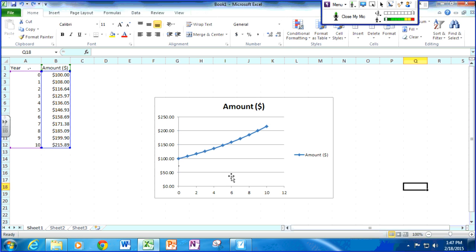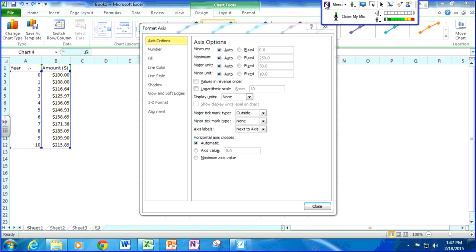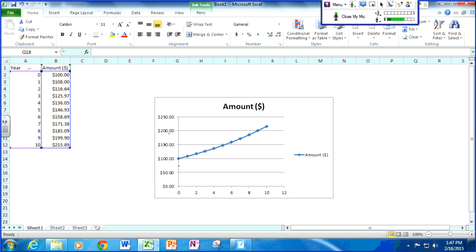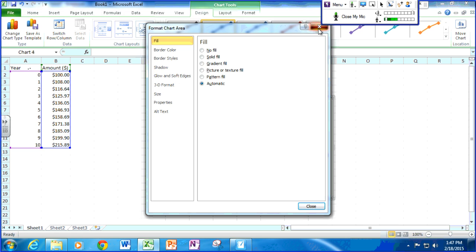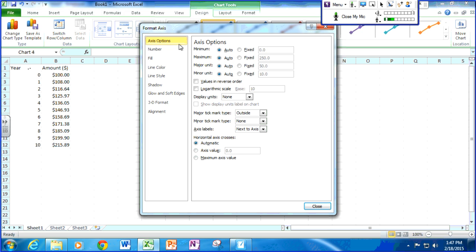Well, this could be a different version of Excel. Oh, okay, maybe this is it. Ah, there it is. So what I did was I clicked on this data here, and it gives you the axis options. We want the minimum to be $100, and the maximum, let's make it $220.